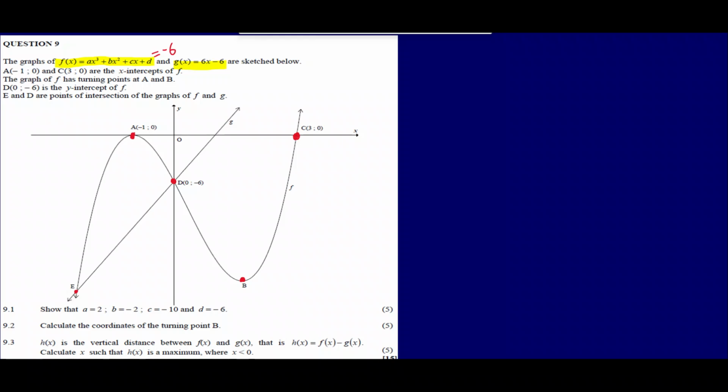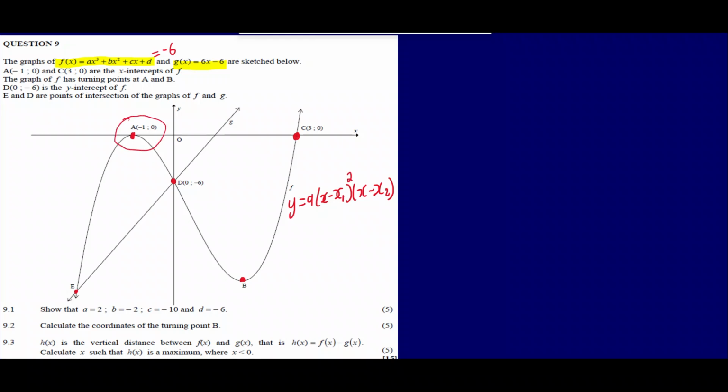So let's move on to this first question. Show that A is equal to 2, B is equal to -2, C is equal to -10, and D is equal to -6, right? So we'll take a look at this. What are we given? We're given x-intercepts. Because we're given x-intercepts, we can use this formula, x minus x1, x minus x2. Because there are two x-intercepts here, we'll look at the diagram and see where the graph is turning.